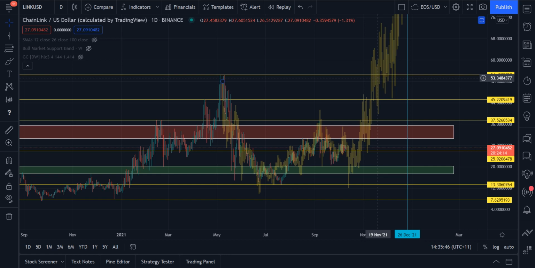It makes perfect sense, right? Altcoins typically run a little bit longer than Bitcoin, so it wouldn't be surprising to see most altcoins run into January. But if Chainlink tops out on December 26th, the day before or on the same day that Bitcoin tops out, that wouldn't be surprising either because it has shown a tendency to move in ways that the rest of the market hasn't moved, right?